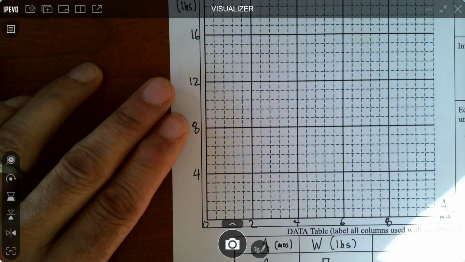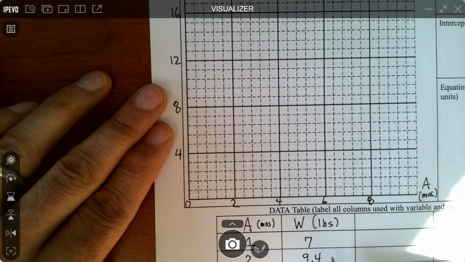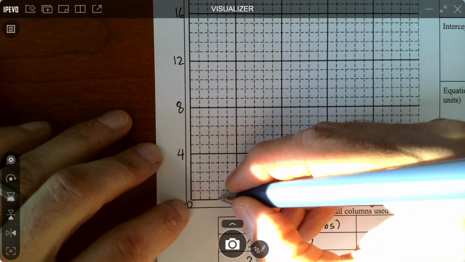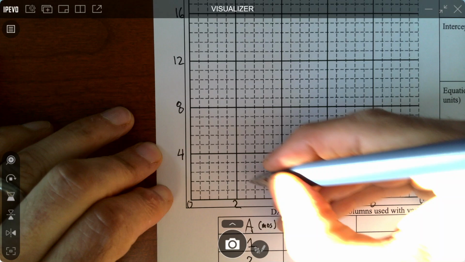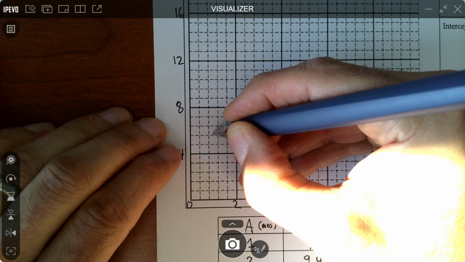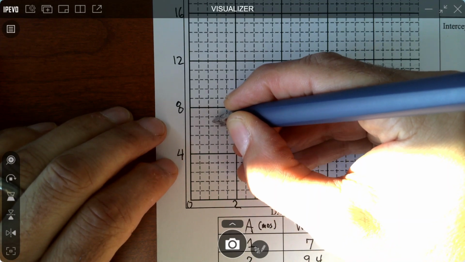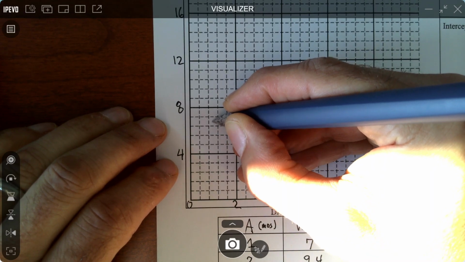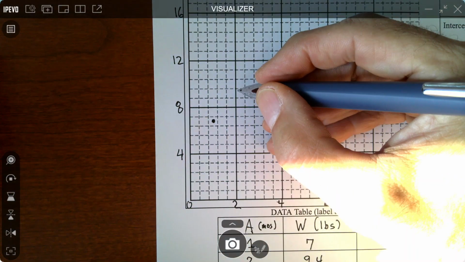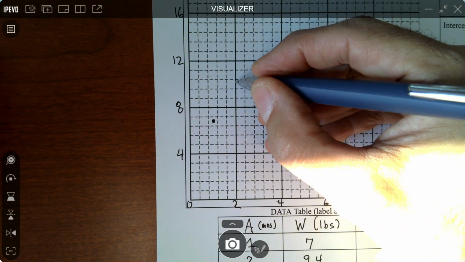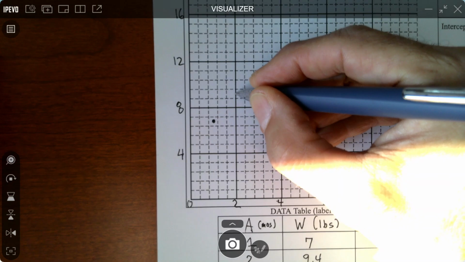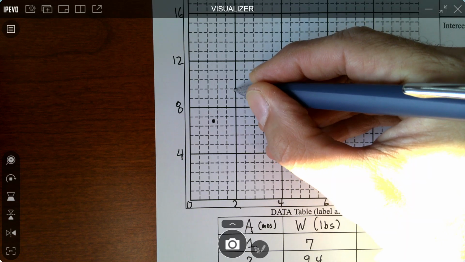Then I'm just going to start plotting my points. You're going to have to estimate possibly here. 1 is exactly in the middle between 0 and 2, so I'm going to go in the middle. I'm going to go up until I get close to 7. 7 would be above 6. This is 6, exactly in the middle between 4 and 8. Halfway there would be like right there, so I'll make a dot right there. Next, 2 and 9.4. Well, 10 is halfway between 8 and 12, so this would be 2 and 10. 9 would be there, so I'll go up to maybe here. Hopefully that's in the right spot.